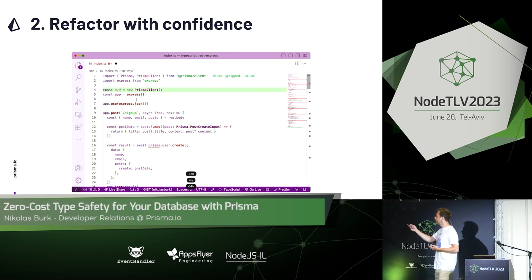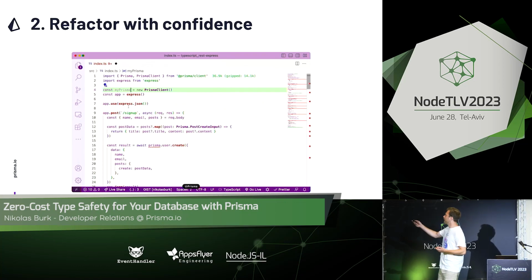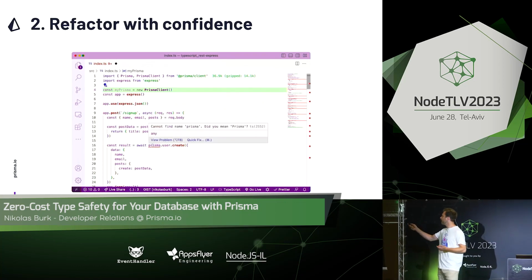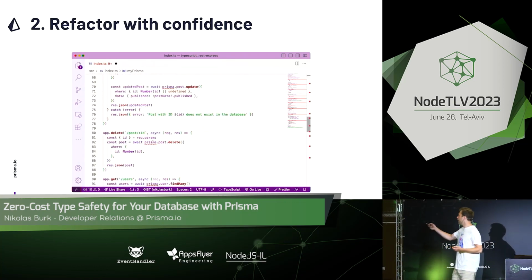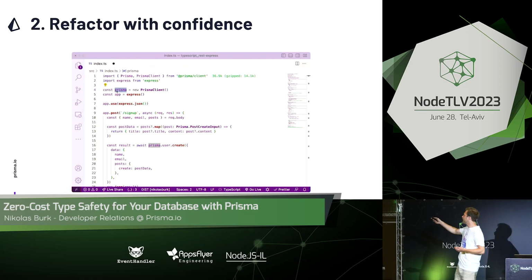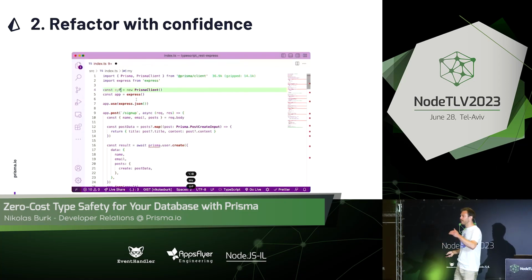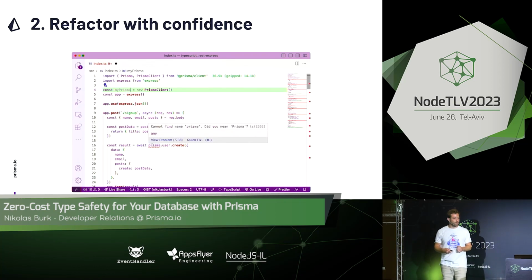So here I have a little GIF that shows you what happens when you rename a variable in a file that uses TypeScript inside of VS Code. And you can see how immediately after I renamed the variable name, the TypeScript compiler is putting red squiggly lines on each occurrence of that variable.